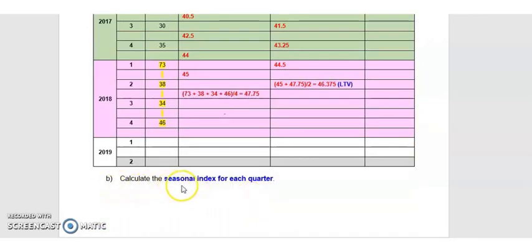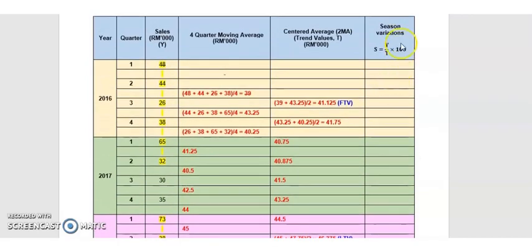Okay, question B. Calculate the seasonal index for each quarter. So again, how to calculate the seasonal index? First, we need to calculate the seasonal variations. So the first value of seasonal variation will be on the third quarter of 2016. Okay, so you refer to rows that have trend values only. So start here.